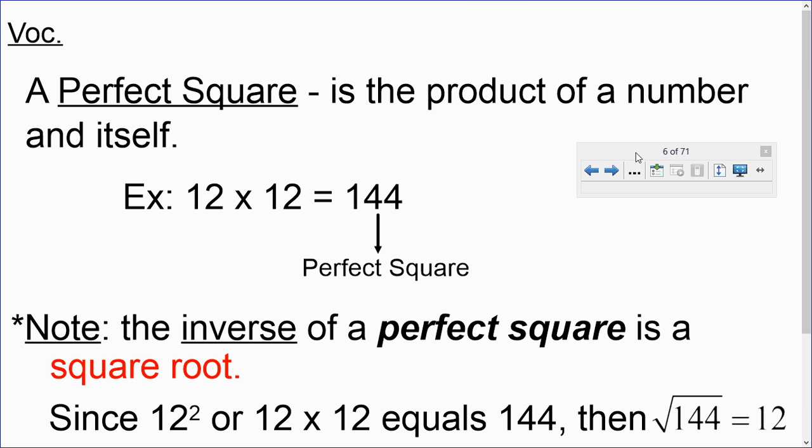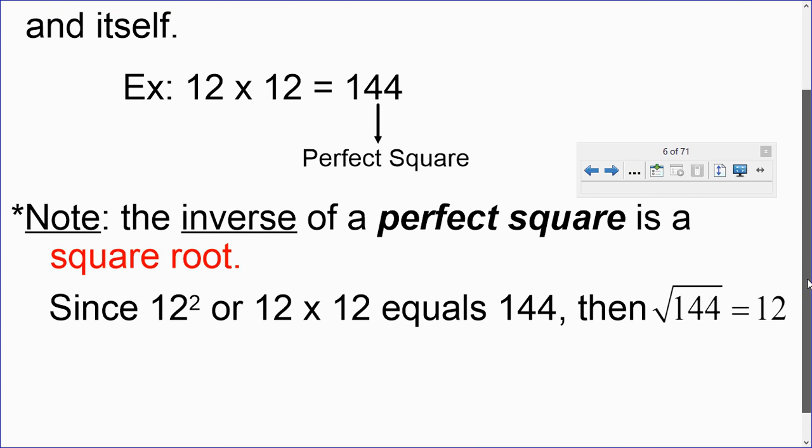A perfect square is the product of a number and itself. For example, 12 times 12 is 144. 144 would be what's called the perfect square. Please note, the inverse of perfect square is square root. Inverse is another way of saying opposite. Since 12 squared, or 12 times 12, equals 144, then the square root of 144 is 12.